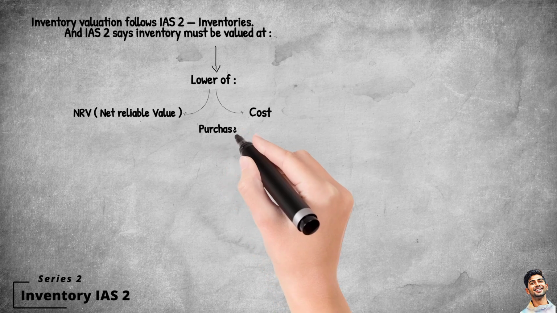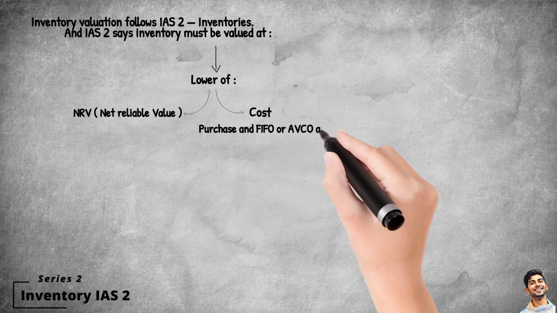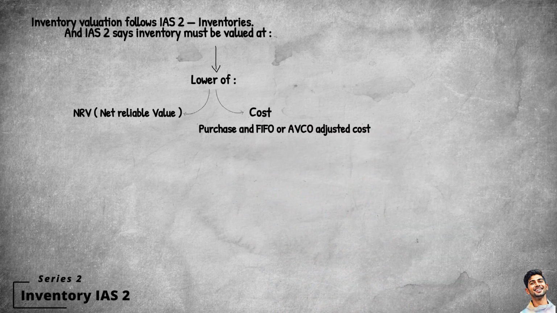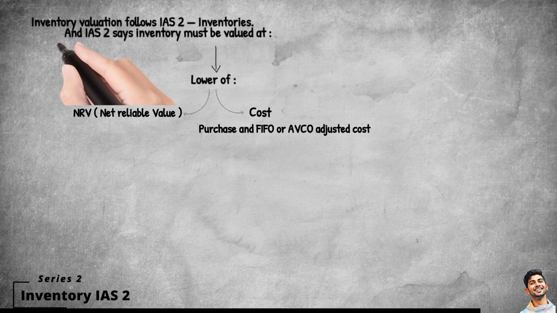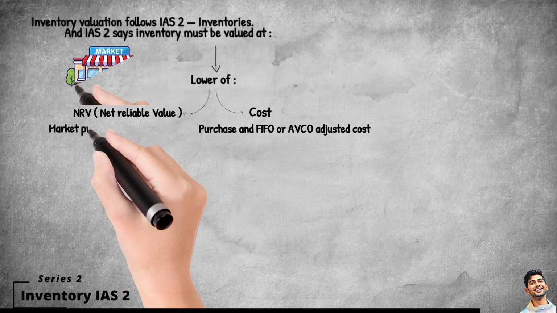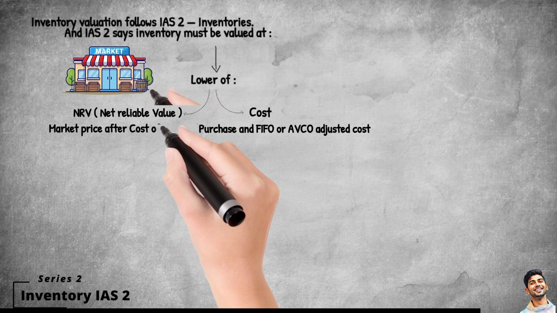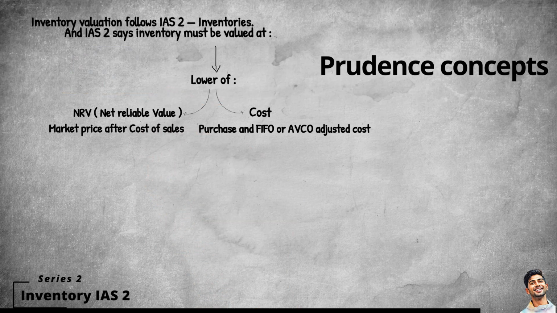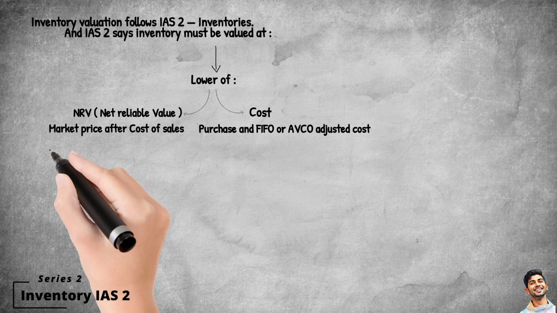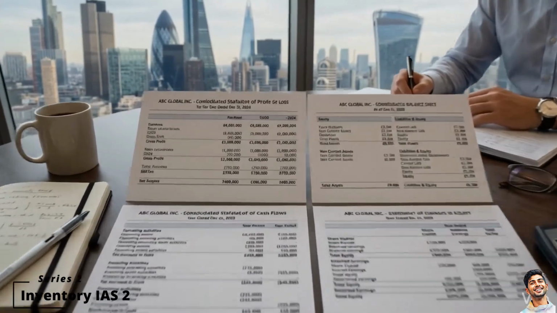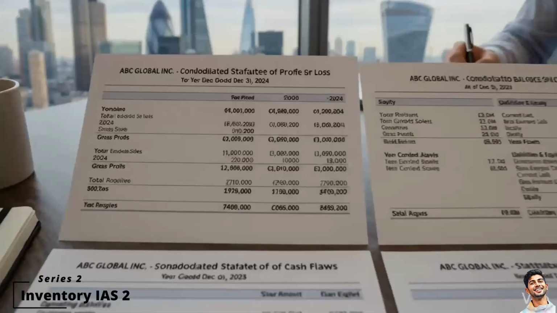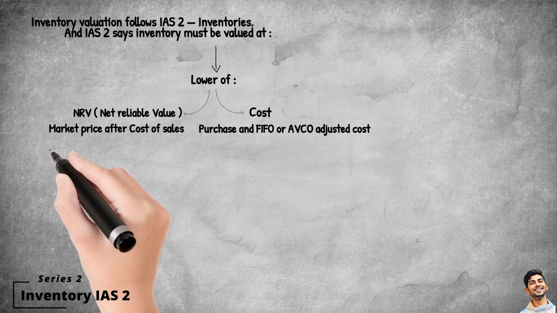Cost means the purchase cost or adjusted cost using methods like FIFO or AVCO. And the NRV basically means the market value at that point, after cost of sales. This follows the prudence concept, which prevents businesses from overstating profit or assets in financial statements. Now, methods like FIFO and AVCO belong more to management accounting, so we are not going to go into much detail here.